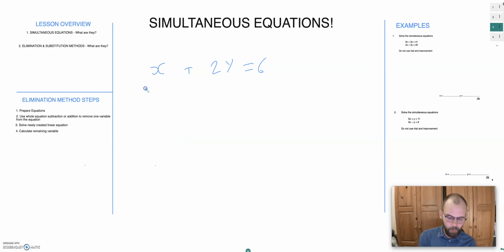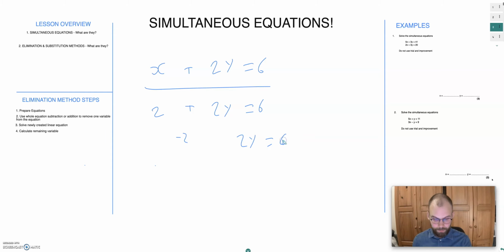So if we just throw some values into this equation, say x is 2, let's try that. So if x is 2, the equation becomes 2 plus 2y equals 6. We know how to solve this. We take away 2 from both sides, so it becomes 2y equals 4. Divide by 2, y equals 2. So for that equation, x could be 2 and y could be 2, and that would work.